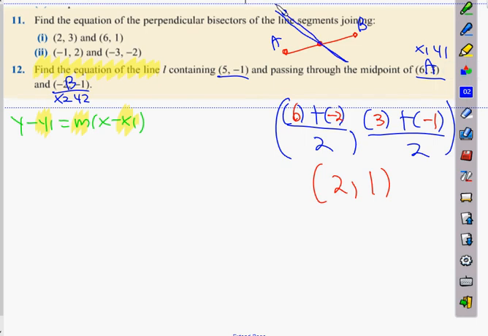Can anyone in the class tell me how to find the slope of the new line? Slope formula. Slope formula, but which 2 points are we going to use? 5, minus 1. Our midpoint and 5, minus 1 are our 2 yellow points. Everybody on board with that? Yeah. So we use the slope formula.